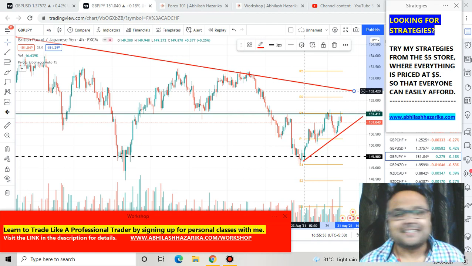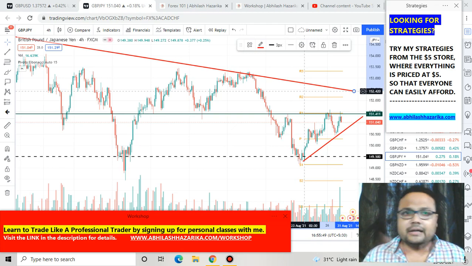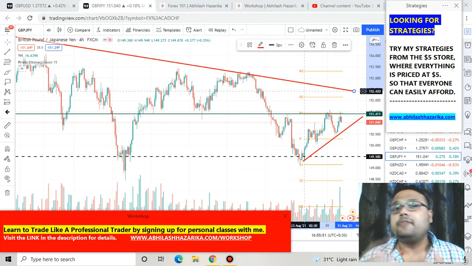So let's get started. This is the 4-hour chart of GBPJPY in front of us right now, and as you can see, I have many lines drawn here on the chart. Let's try to understand the importance of each and every level. Let's try to unfold the picture.